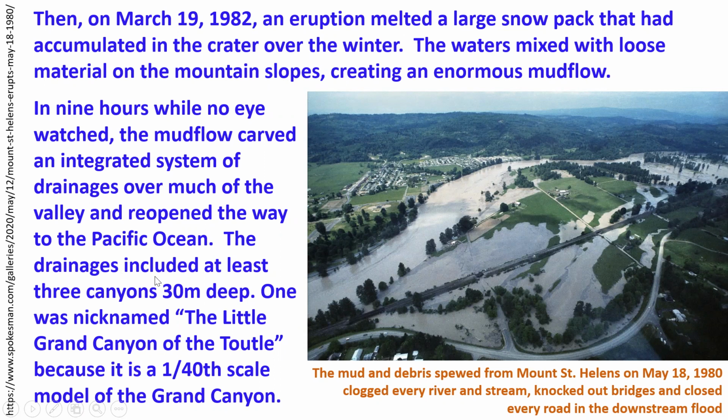The drainages included at least 3 canyons 30 meters deep, and one was nicknamed the Little Grand Canyon of the Toutle because it is a 1/40th scale model of the Grand Canyon. Here's a picture. You see the mud and debris spewed, clogged every river and stream, knocked out the bridges, and closed every road in the downstream flood.